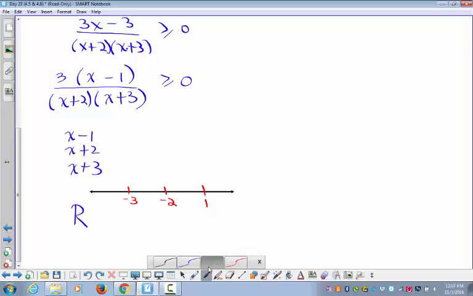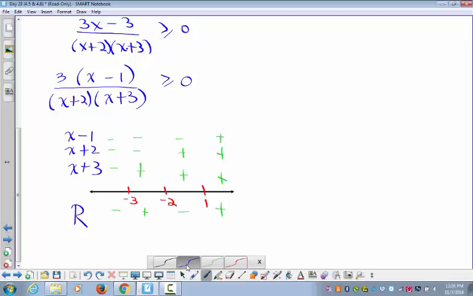Okay. To the left of negative 3, pick negative 4. All 3 of these are negative, which leads us to plus times minus, which is minus. Negative 2.5 looks like that. 0 seems like a good test value there. Plus 1 million seems like a good test value out here. So we get that.